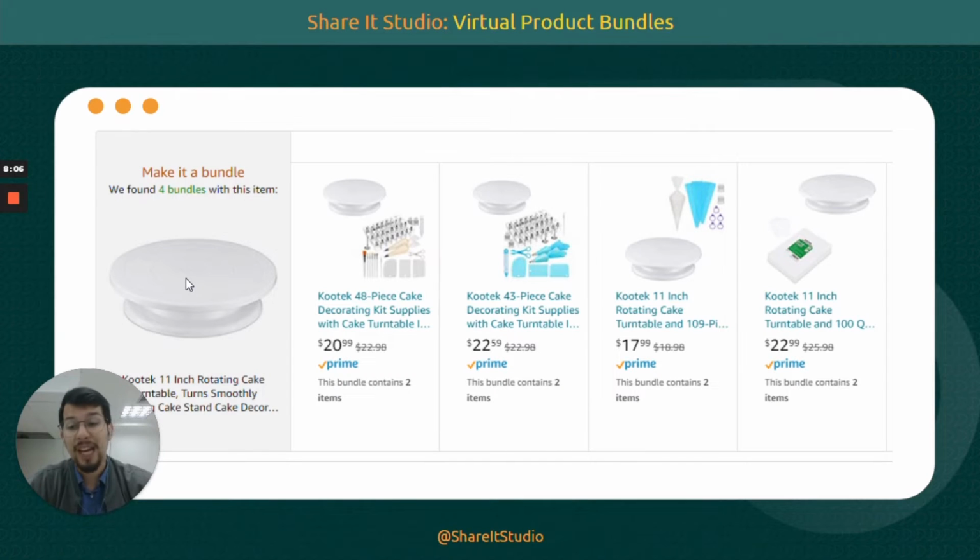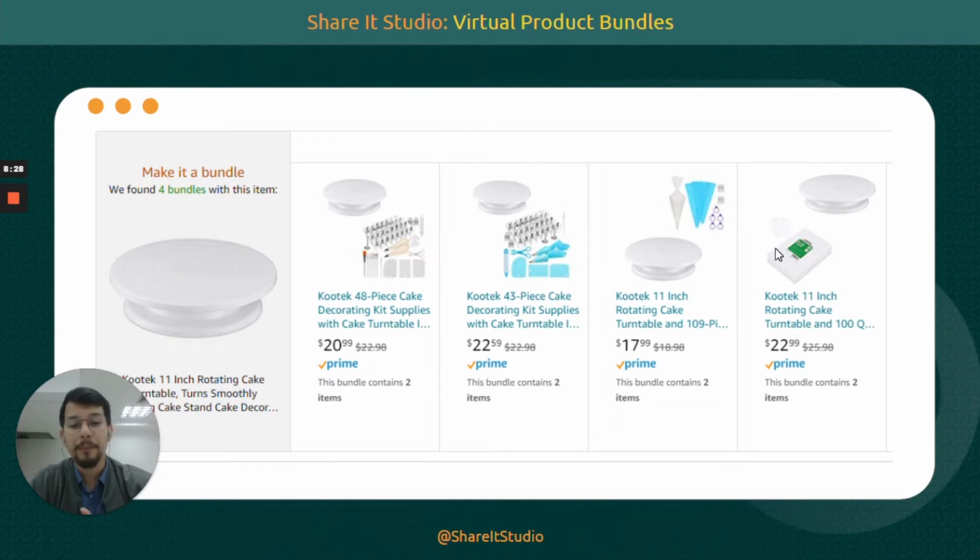But you might be wondering, okay, but where do the bundles appear? And they do on the featured products. You'll be able to see the options of the bundles. Now here you can see that this rotating cake turntable is included in 4 bundles and that there are different products inside of them. For example, here you have a 48-piece cake decorating kit supplies. Here you have a 43-piece cake decorating kit supplies, and so on and so forth.